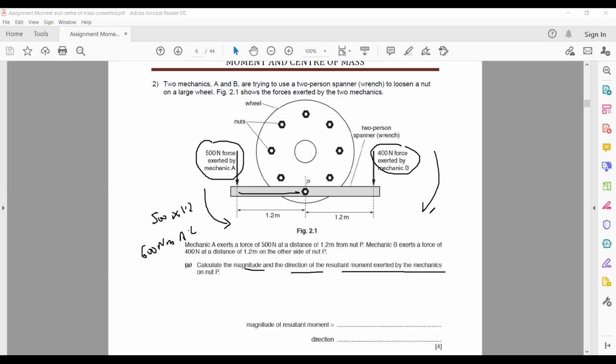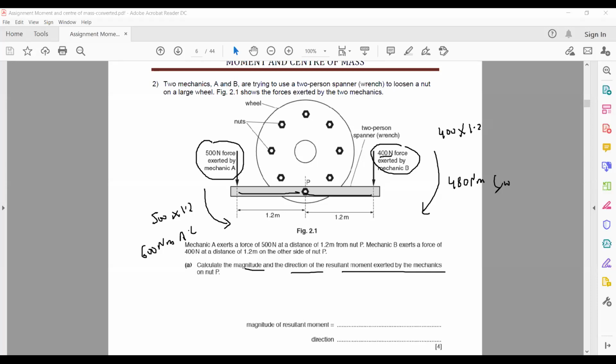What about mechanic B? A force of 400 at a distance of 1.2. So this will be 480 Newton meter clockwise. The force is 400 and the distance from the pivot is 1.2. So 400 multiplied by 1.2.